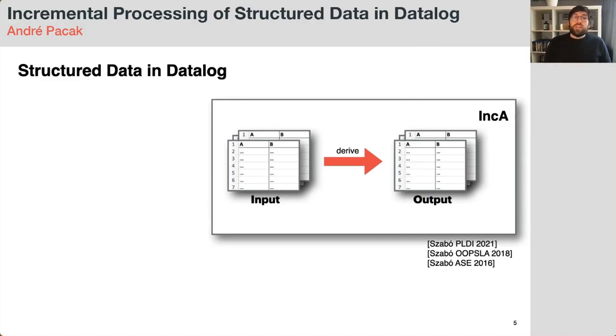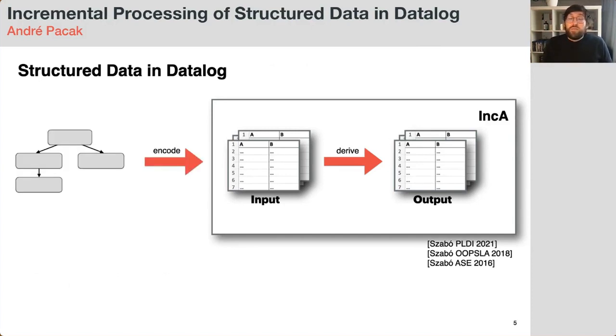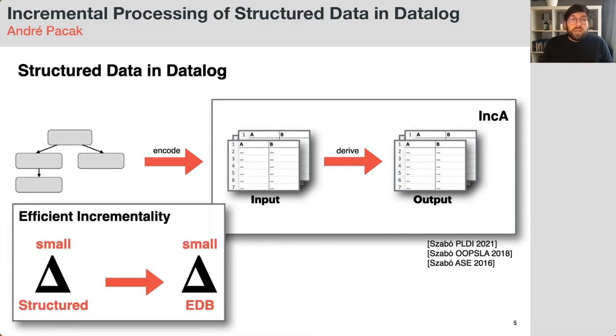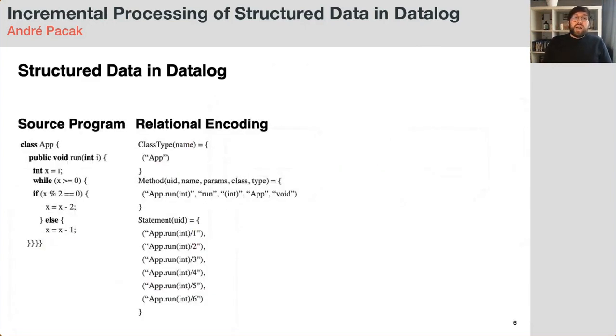However, many computations operate on structured data. To support using Datalog on structured data, we need to encode data as input relations for the Datalog solver to understand. To enable efficient processing of these changes, we need to design the encoding in such a way that small changes of the structured data translate to small changes of the input relations. I will showcase how an encoding affects the translation of changes.